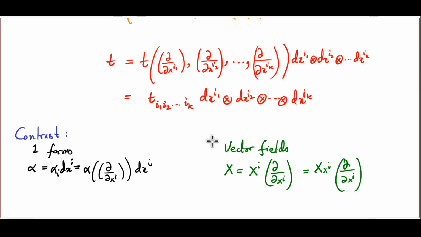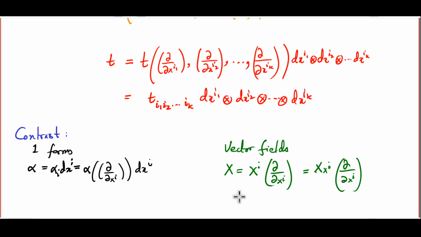In contrast, for capital X vector fields, we have already seen that they can be written down in the form capital Xi times del del xi, where capital Xi is nothing but the vector field X acting on the coordinate function small xi. So capital X is capital X acting on small xi, del del xi, just like alpha, a one-form, is alpha acting on del del xi, times dxi. The difference, of course, is that one-forms act on vector fields to produce the coefficient functions, whereas vector fields act on coordinate functions to produce the coefficient functions.